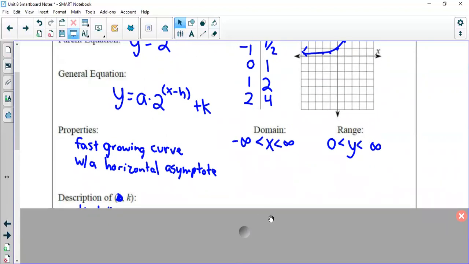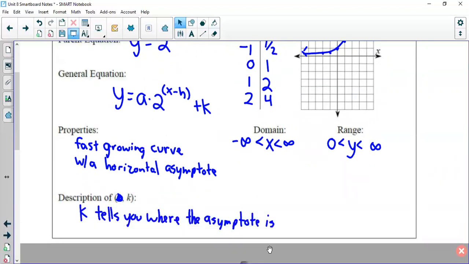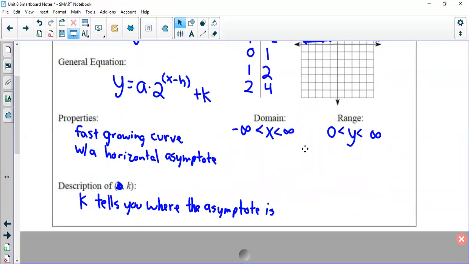So we're looking at just the description of the k, and the k always will tell you where the horizontal asymptote is. So if my k was 3, that means my horizontal asymptote is now at 3. It's never going to touch 3. If my k was -5, my horizontal asymptote would be at -5, and my graph would never touch a y value of -5.